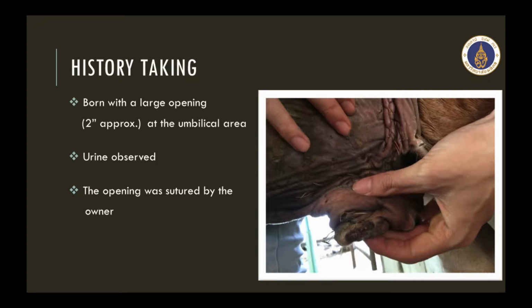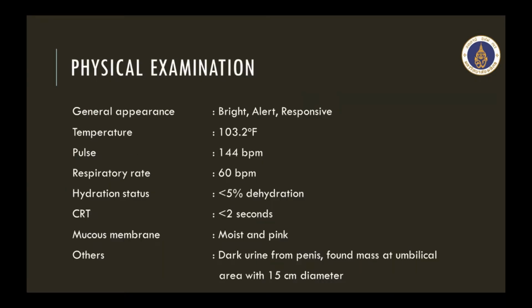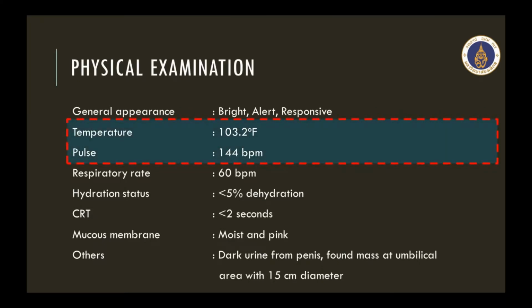Then we did the physical examination and found the calf was alert, with hyperthermia, tachycardia, normal respiration, dehydration less than 5%, and normal CRT. Moreover, we found dark urine draining from the penis and a 15 centimeter mass at the umbilical area.